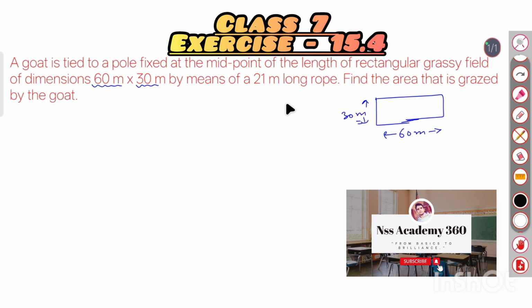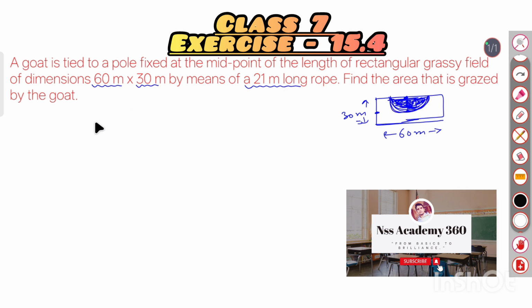Okay, now what basically they are saying, there is a rope which is 21 meters long and it is tied at the midpoint of the length. So this is the length, okay, and at the center where it is bounded, the length of this rope is 21 meters. So we can assume that only this goat can graze in that area. Only this half semicircle area is the portion where she can graze, because it is tied with a rope having a total length of 21 meters, right?